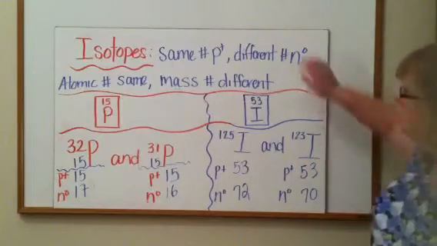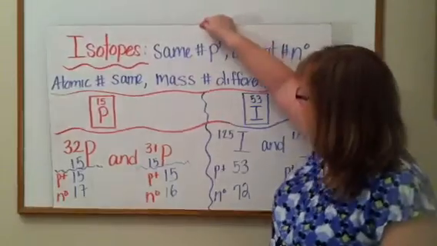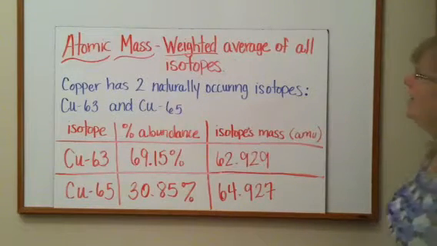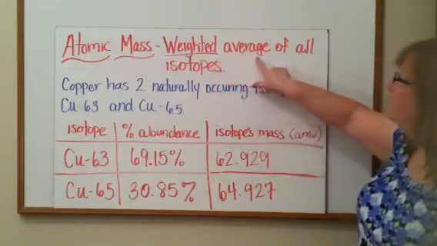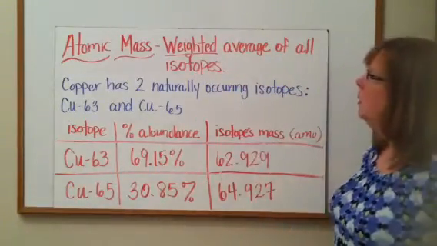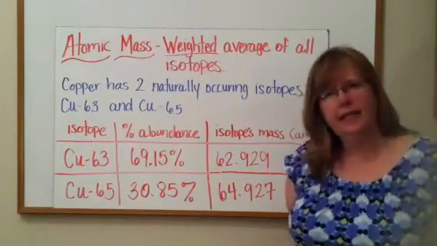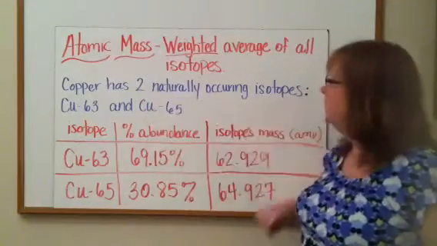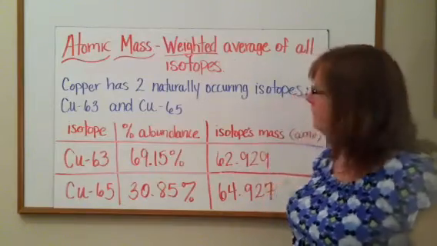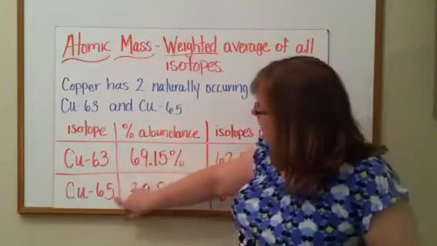Now, let's move on to looking at the atomic mass. Now, this is what is on the periodic table. It's below the symbol. And it's the weighted average of all the naturally occurring isotopes. So let's have a look at this. Copper has two naturally occurring isotopes, copper 63 and copper 65. So here are the isotopes.